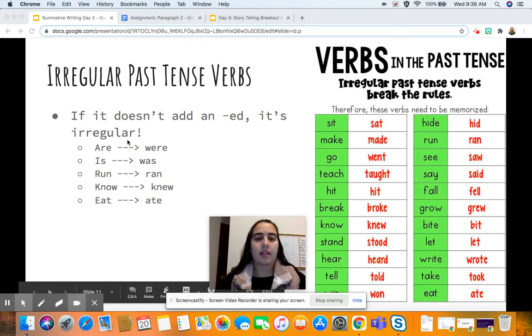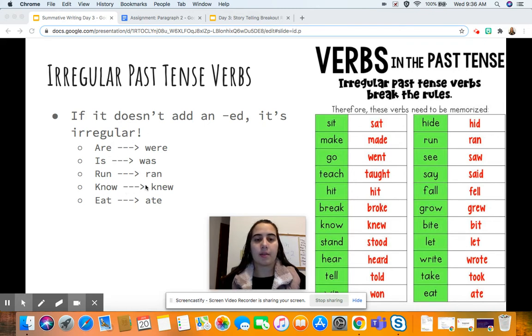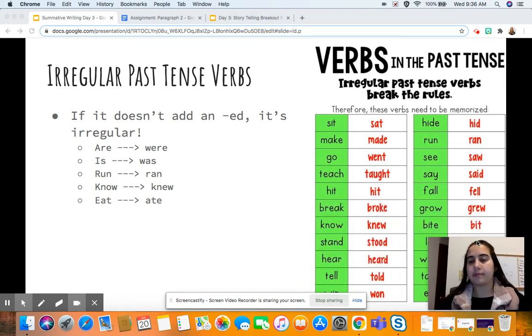But here you can see a lot of common verbs, what they are in present tense, and then what makes them past tense, right? Are goes to were, is to was, run to ran. And then here the green is the present and the red is the past tense. So sit to sat, make to made, go to went. So if you're going to use any of these irregular past tense verbs in your story, you got to make sure you spell them right. That's part of using past tense verbs in your story. So take a screenshot, like I said, if you need that.